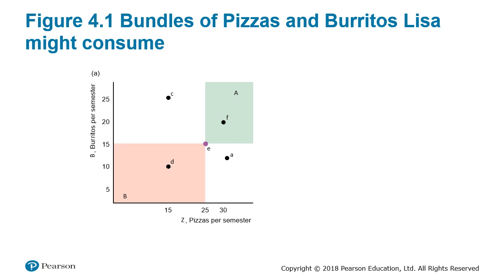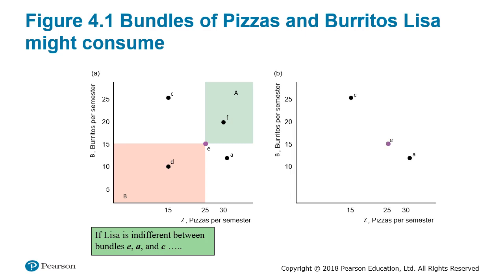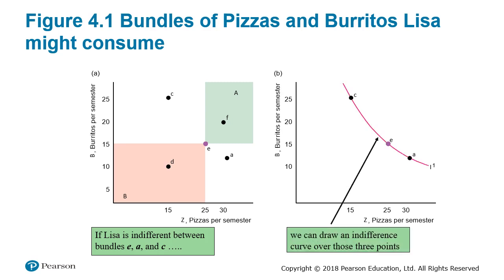Let's suppose we asked her and she said that she regards bundle C, E, and A as being equally desirable. In other words, she might say she's indifferent between bundle C, E, and A. In that case, redrawing the diagram in the right-hand panel, we could draw an indifference curve over those three bundles. Because remember, an indifference curve tells us all the bundles, all the combinations of goods among which the consumer would be indifferent, or which the consumer would regard as being equally desirable.